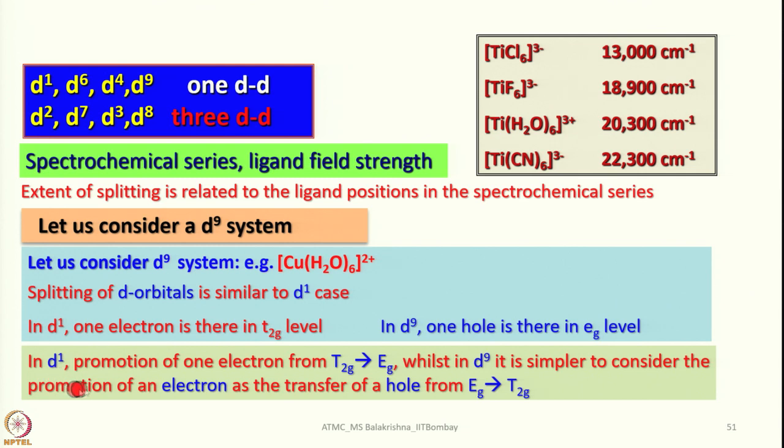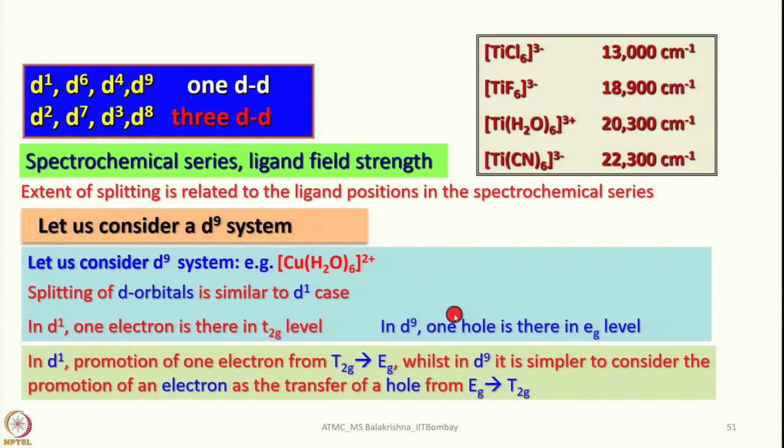So, in D1, promotion of one electron from T2G to EG is very similar to promotion of one hole from EG to T2G in case of D9 electronic configuration. Promotion of hole means basically what happens, say one hole is there, the electron comes there and the hole will appear in T2G. That means electron is promoted from T2G to EG. That is what it says.